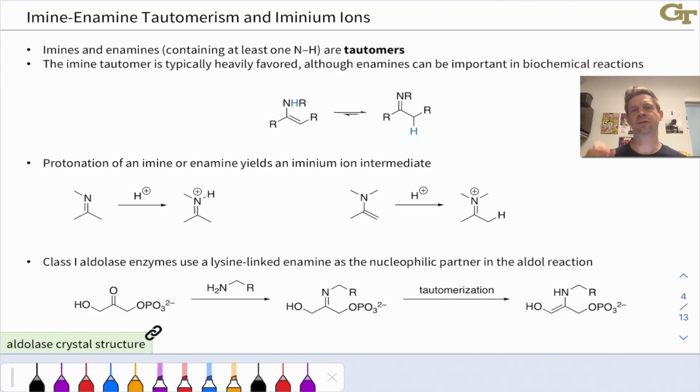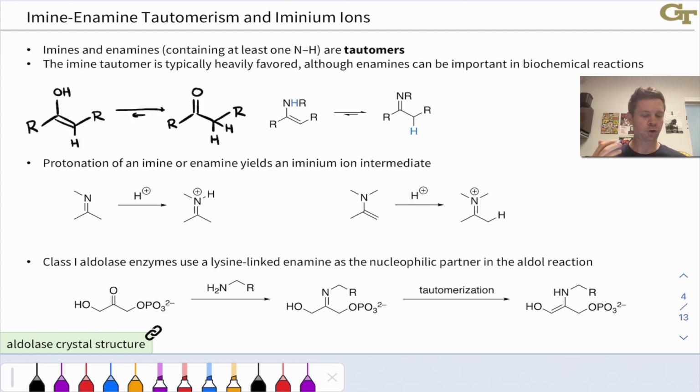Tautomers are structures that differ in the position of a hydrogen atom along a conjugated system containing at least one heteroatom. And enols and their keto forms are the classic tautomers that we've seen previously. Imines and enamines are also tautomers of each other, particularly when the enamine contains at least one NH, so that H linked to the nitrogen can be moved to the alpha carbon to form the imine tautomer.